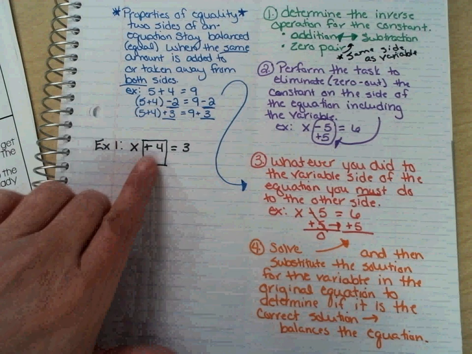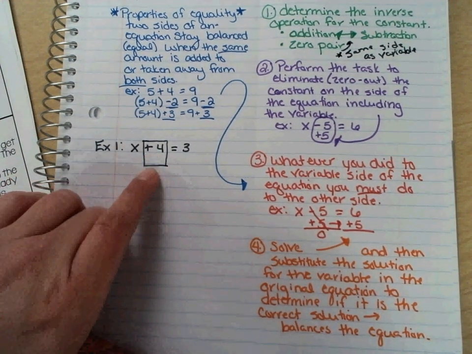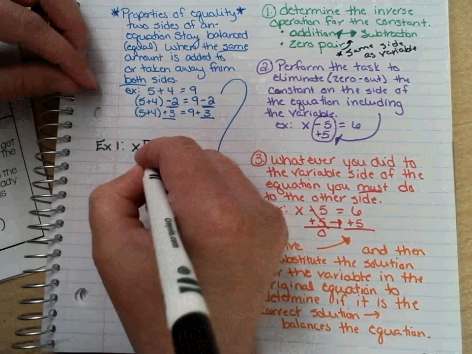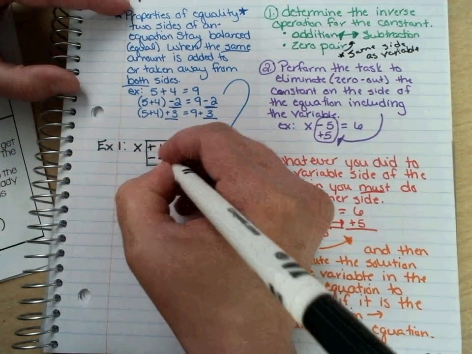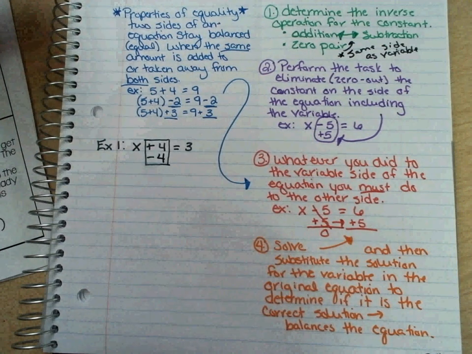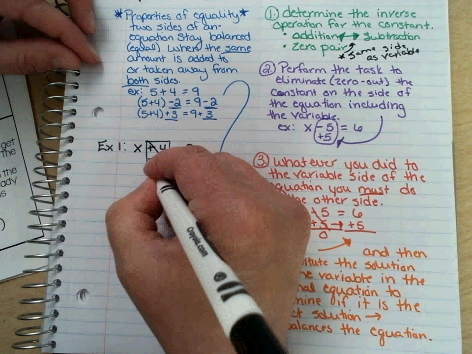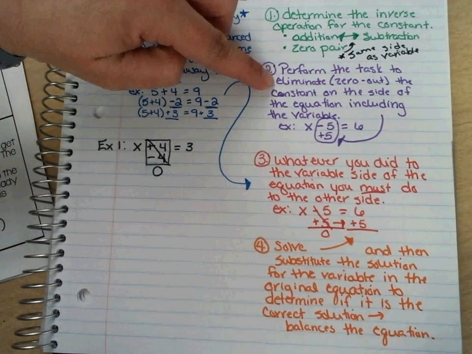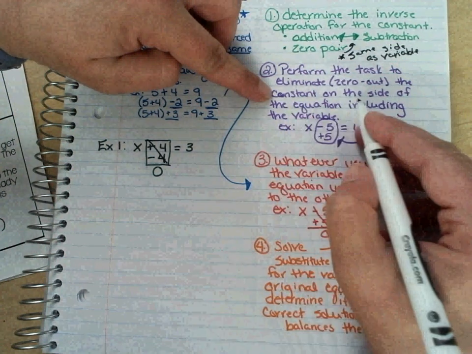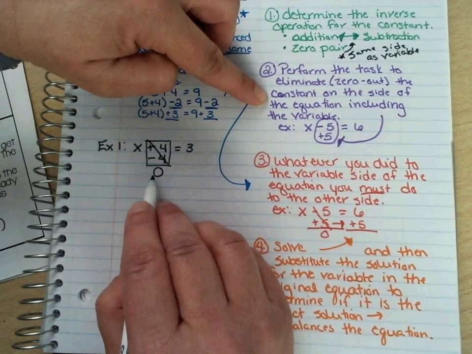So I have addition. What is the inverse operation of addition? It's the opposite operation, so it's subtraction. So I'm going to subtract that amount from there, and it becomes a zero pair, right? So it cancels out. It becomes a zero pair. Okay, because I said perform the task to eliminate or zero out the constant on the side of the equation, including the variable. Okay, so then I move to step 3.